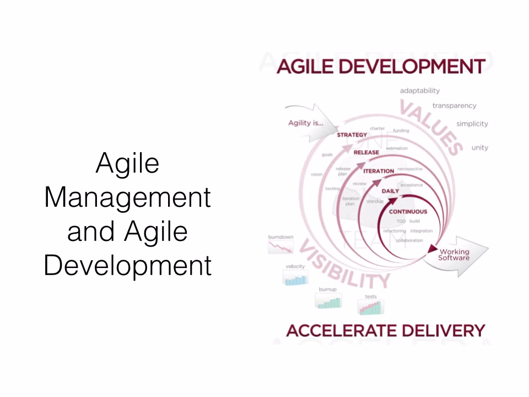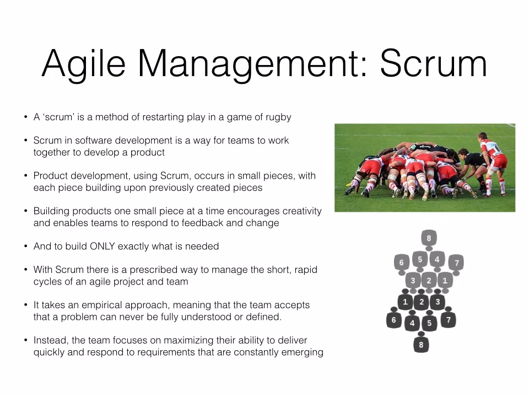So let's drill down a bit and talk about agile management and agile development as two practices with respect to iterative development. What we're going to talk about with respect to agile management is a practice we refer to as Scrum. Scrum is a term from rugby, where it means a method of restarting play. Now, Scrum in software development is a way for teams to work together to actually develop products.